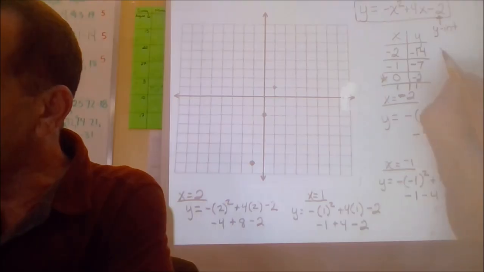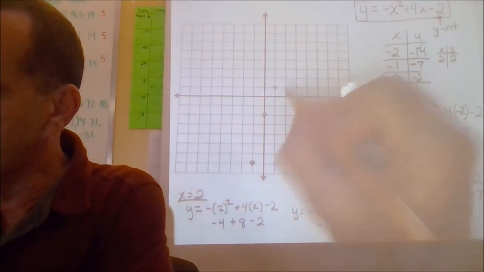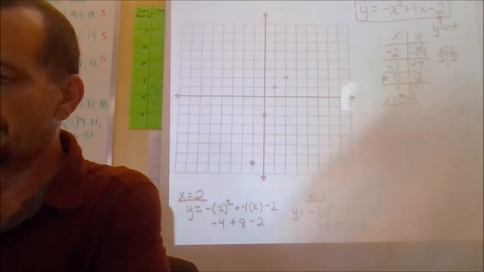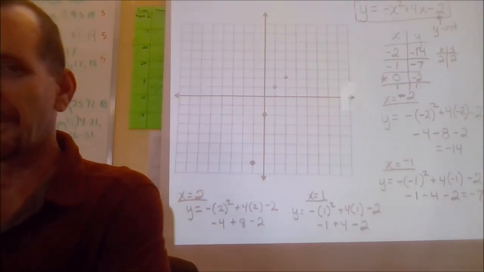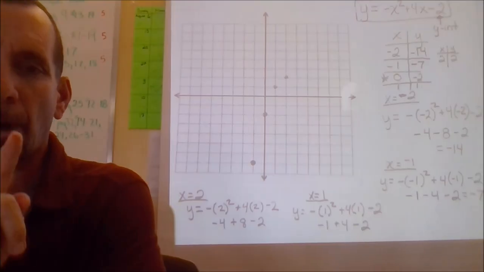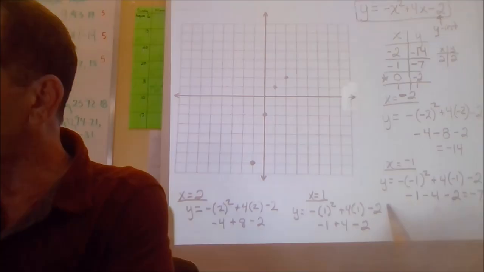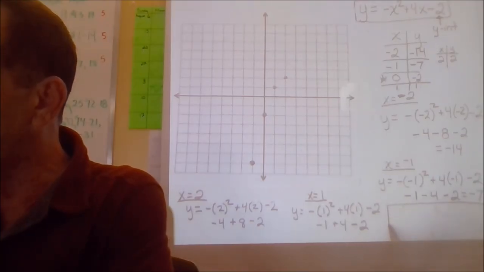I'm just going to come right on up here. When x is 2, y is also 2. So we go 2, 2. So it's still coming up. Is that the vertex? I don't know. Let's see. Let's do one more. And I'm just going to do it right over here, just to save a little space.